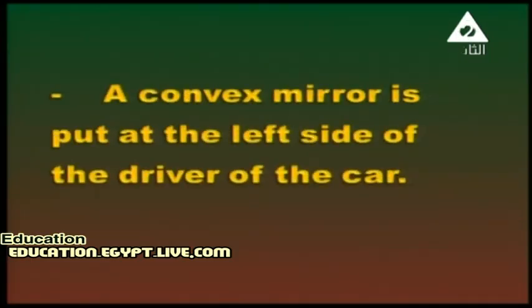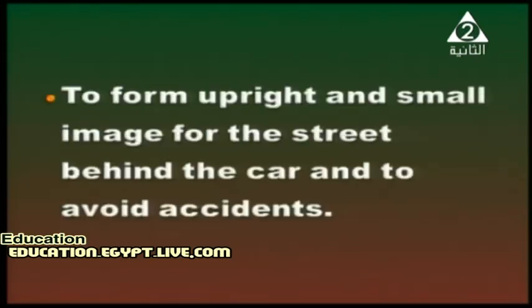A convex mirror is put at the left side of the driver of the car to form a bright, small, virtual image of the street behind the car and decrease the rate of accidents, so it avoids many accidents.